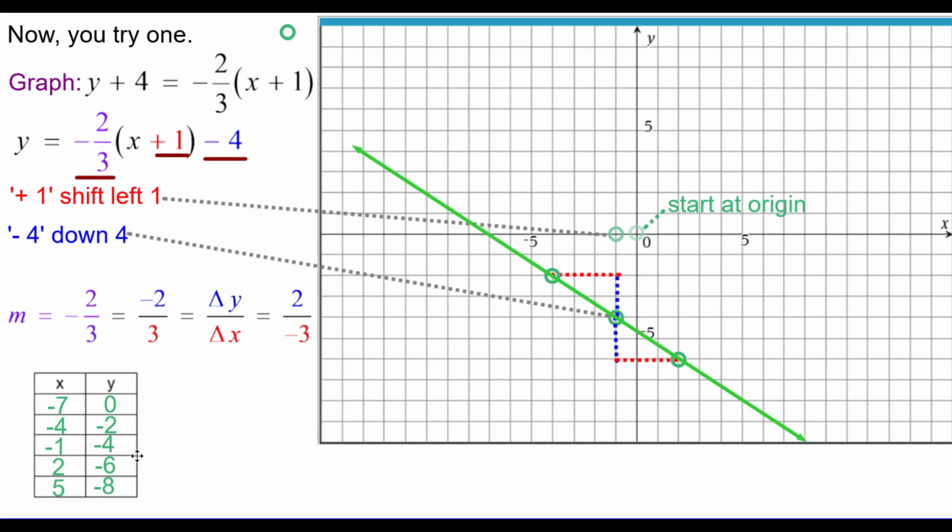And so I guess we showed a little bit more than that here, showing how we shifted, started at the origin, shifted left 1, down 4, and then drew a line of slope of -2 over +3, or +2 over -3. Or you could have done a table. And these are 5 points that are on this line.